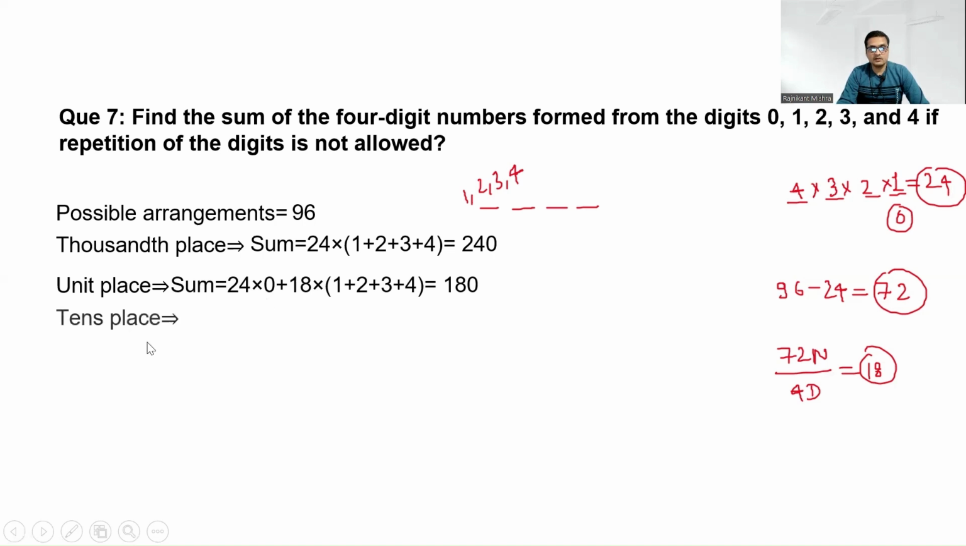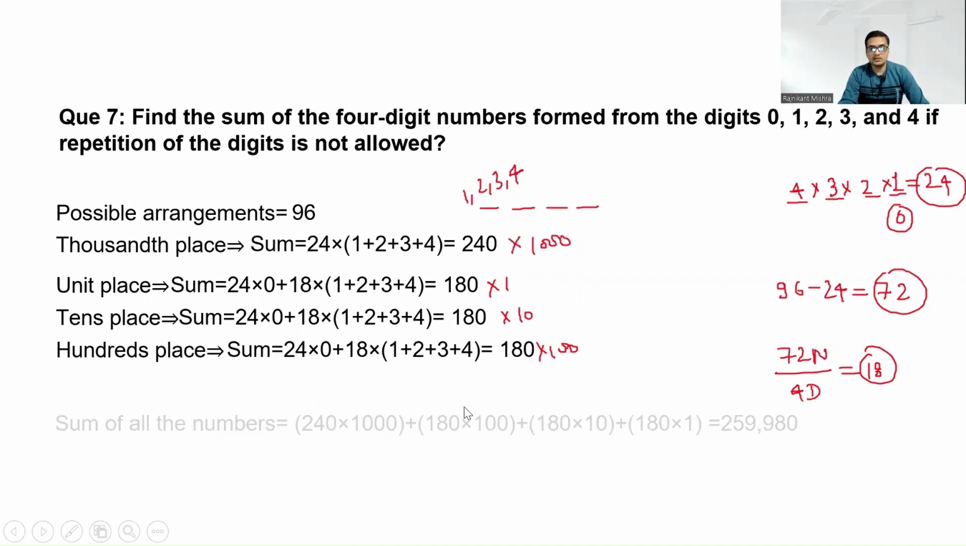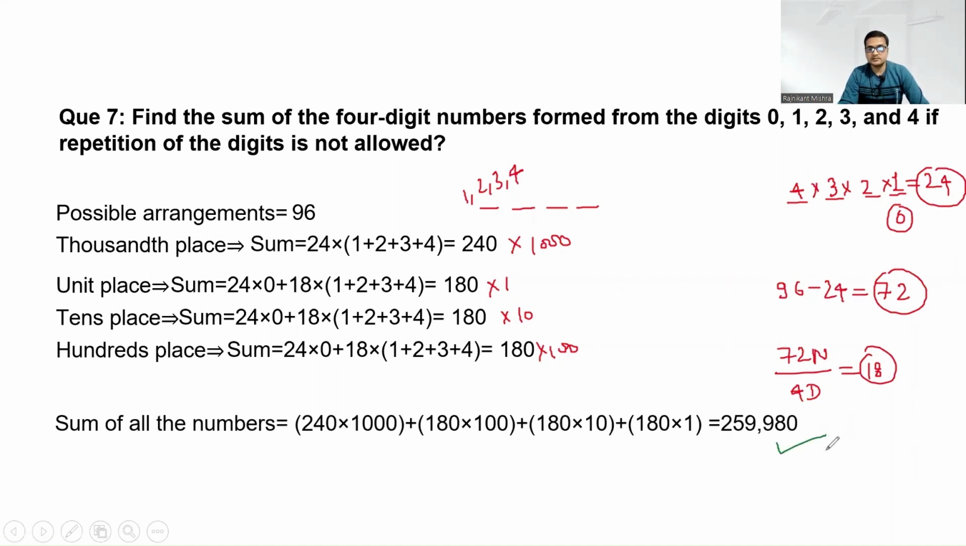Similarly, sum of all numbers at tens place is equal to 180, and sum of all numbers at hundreds place is equal to 180. This is our unit place, this is tens place, this is our hundreds place, and this is our thousands place. So the sum of all 96 numbers is equal to 2,59,980. This is our final answer.